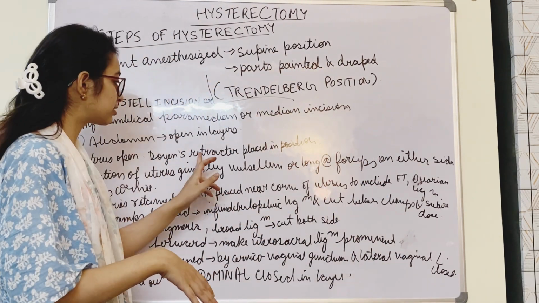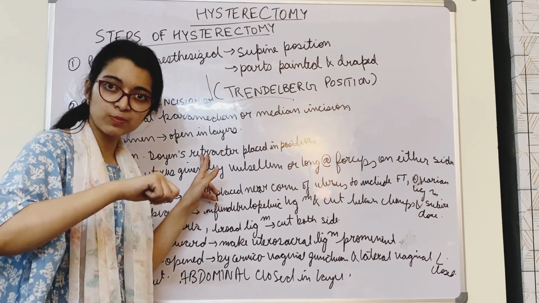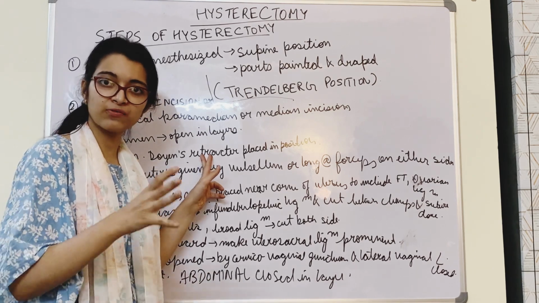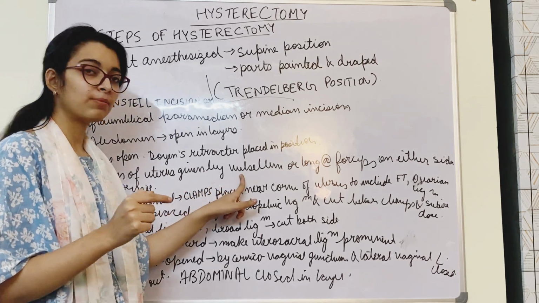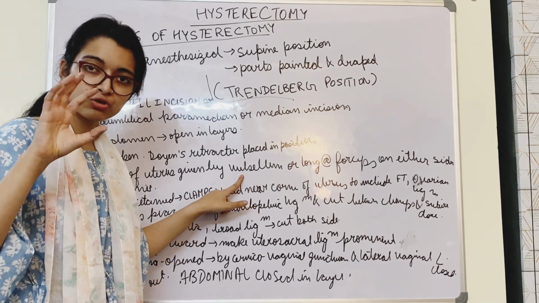We will use the Doyen's retractor. The Doyen's retractor is placed at the position where we have to operate specifically. And then we will use the traction of the uterus given by the volsellum. Volsellum is an instrument that is used to pick.